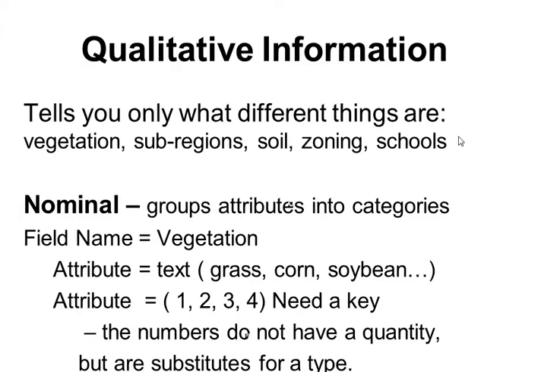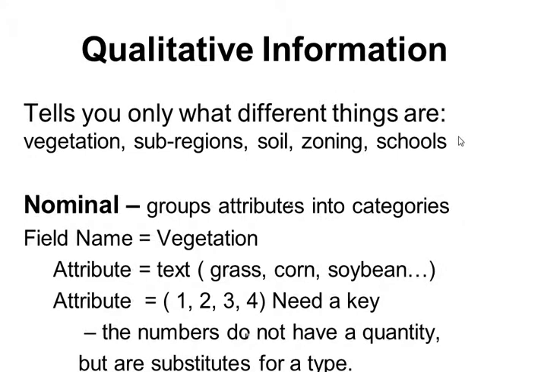So let's see, attribute. When you do a classification, you have to look at the attribute. If it's categorical or nominal, the attribute is usually text. It's written as a word. Grass, corn, it's some kind of value. Sometimes an attribute will be a number or a letter, and you need a key. So you may see soil type A, B, C, and D, and somewhere you've got to find a key to tell you what that means.